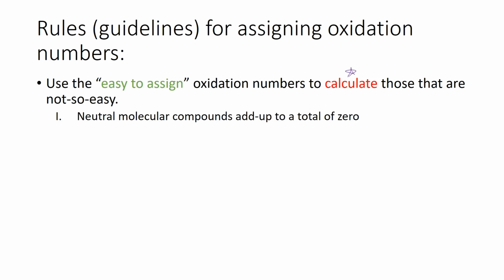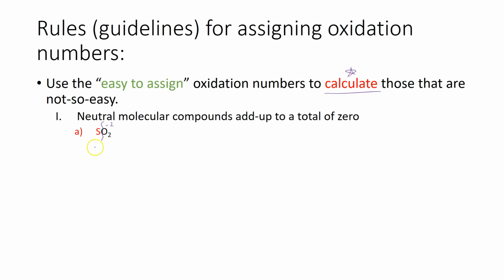All right, so first and foremost, if it's a neutral molecular compound, the oxidation numbers need to add up to a total of 0. All right, so for example, sulfur dioxide. I put in red in each of these the ones that we have to calculate. So the oxygen in this case is our easy to assign. So we know oxygen is a -2. All right, so there's no charge attached to this.